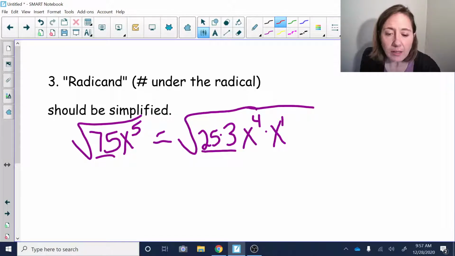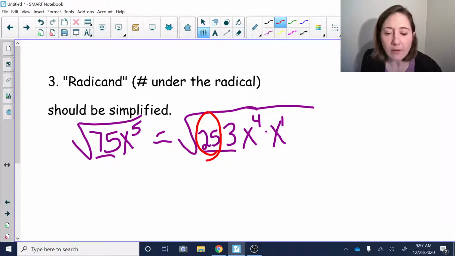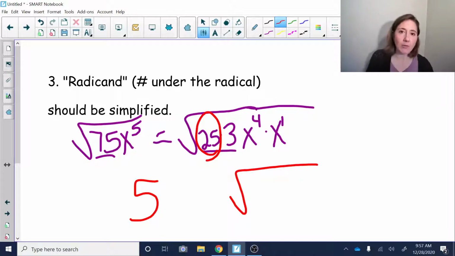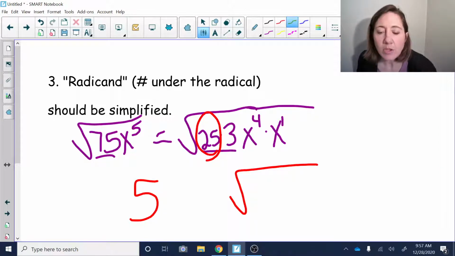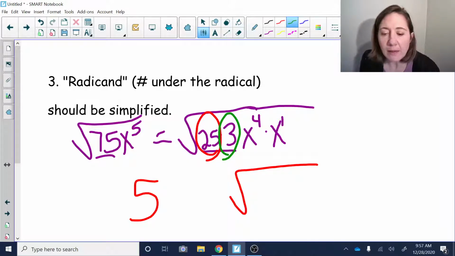So here's what that does. I'm going to look at this in pieces. The square root of 25. Can I do the square root of 25? Yeah, that's just 5. So that's going to be out front. I'm going to put a radical here so I have some space to work. The square root of 3. Does 3 square root nicely? No, that's going to be stuck inside the radical.